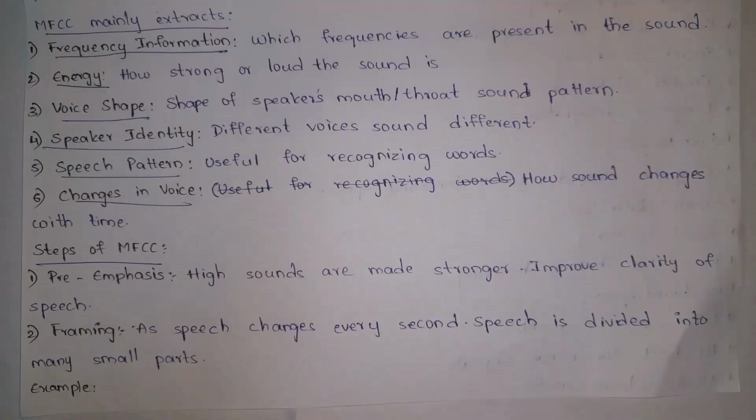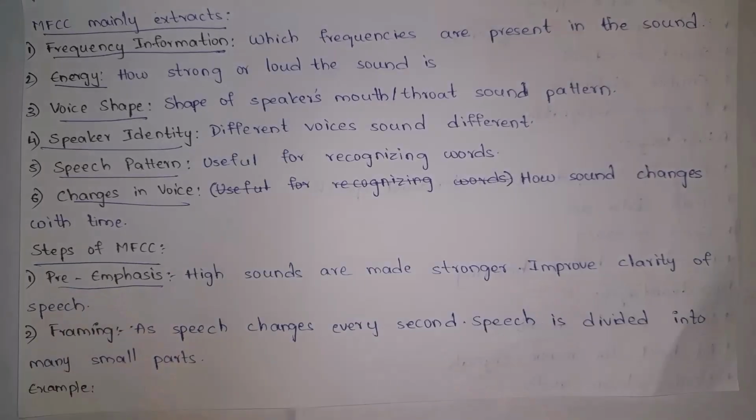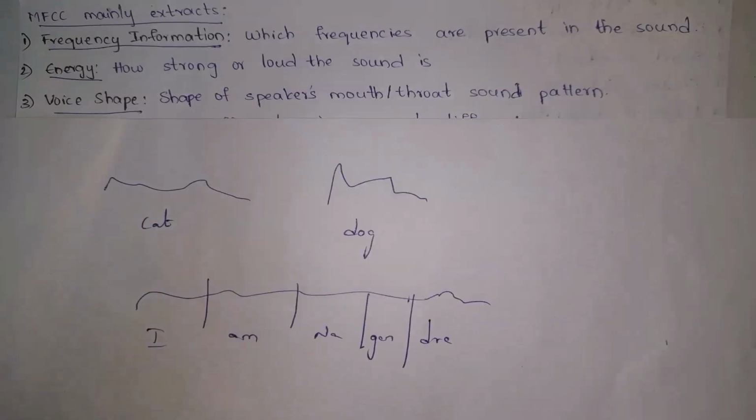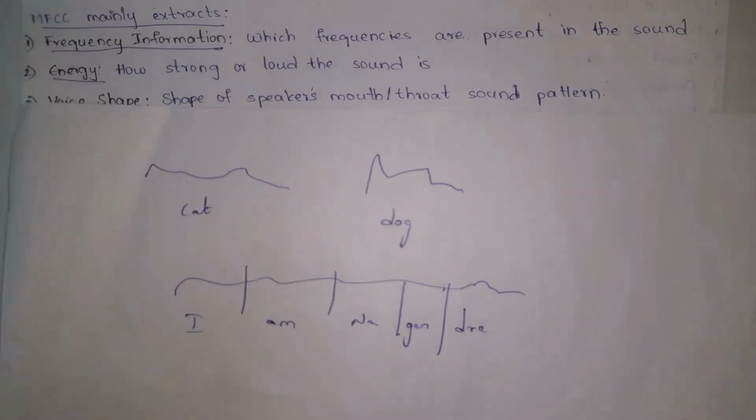Next I will explain steps in MFCC technique, and the first one is pre-emphasis. For example, if our voice contains high sounds, then there will be some disturbance. So high sounds need to be normalized in order to improve clarity of the speech. That is meaning of pre-emphasis. And second one is framing. Whenever I say I am Nagendra, my speech is divided into various parts. We call each part as frame. So framing means dividing our entire speech into various parts.